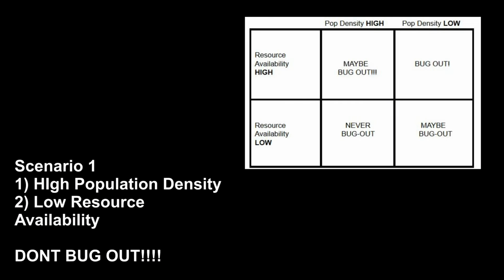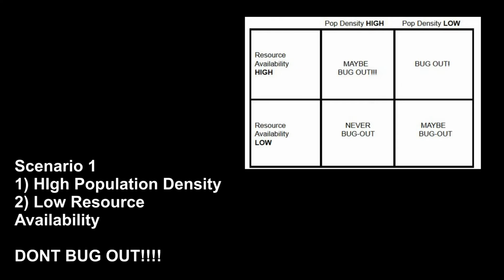So if you take these two variables, then you have population density, resource availability. If you have high population density and low resource availability, within that immediate region anyways, bugging out should be a no-brainer, but it should not be something that should be attempted.